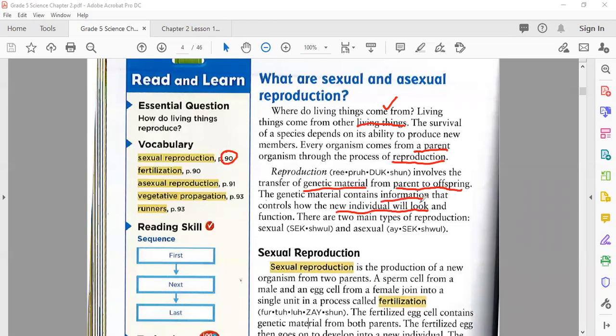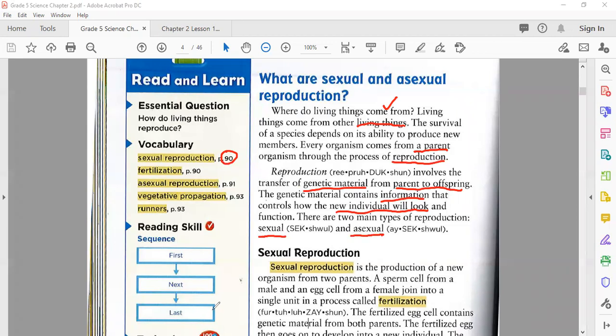For example, a puppy will come from two parents. One is a male dog and the second is a female dog. In the same way, a new plant that comes from a seed will also have maximum similar characteristics to its parent. Like a dog, like a cat, like a fish. There are two main types of reproduction. We already discussed yesterday in detail sexual reproduction and asexual reproduction.